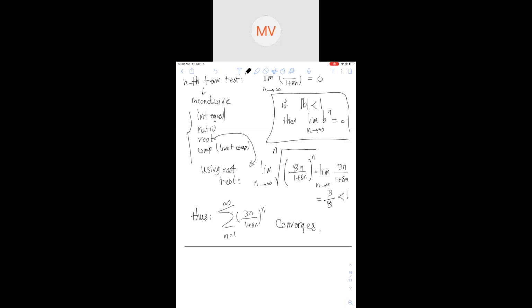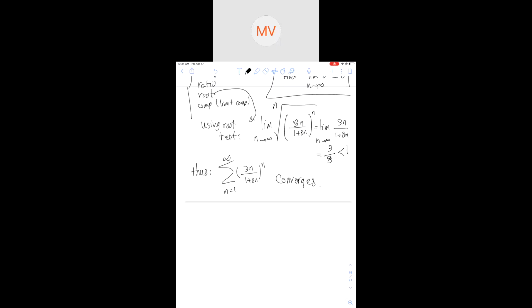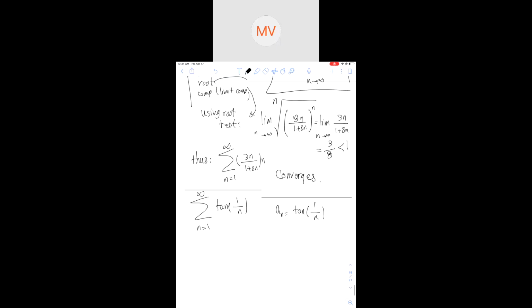Number 7 is also 23. Tangent of 1 over n, sorry. Summation of tan 1 over n, from 1 to infinity. So here a sub n is tan of 1 over n.